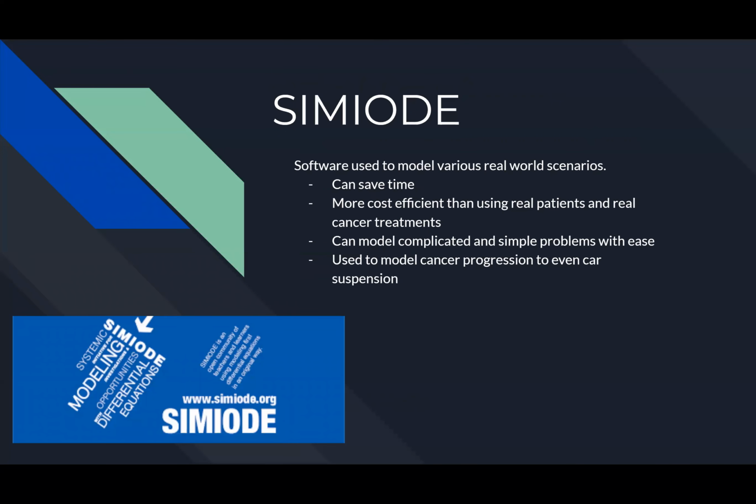SIMIODE is a great software that we use in this particular cancer research project. It can help save time. It's more cost efficient than using real patients and real cancer treatments. Basically, many researchers and scientists can input information into SIMIODE, and this research can be used later on for generations to come and as reference for different types of cancer patients at different stages of being put into the hospitals and different stages of the treatment itself.